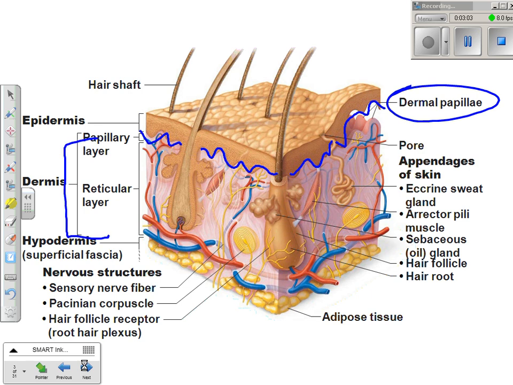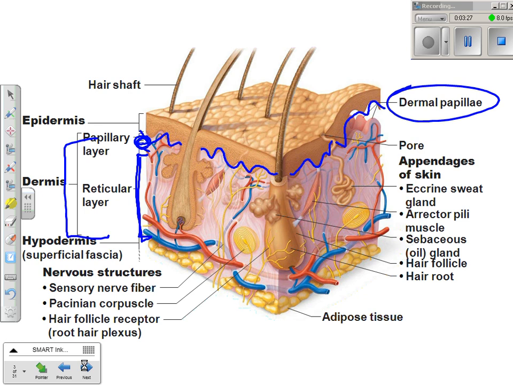Now, deep to the epidermis is the dermis. And it consists of the papillary layer and the reticular layer. So here's the papillary layer here. Here's the reticular layer here, which makes up about 80% of the dermis. So it's a much thicker area than the papillary layer. But important to remember, the dermis is broken up into those two areas, the papillary layer and the reticular layer.